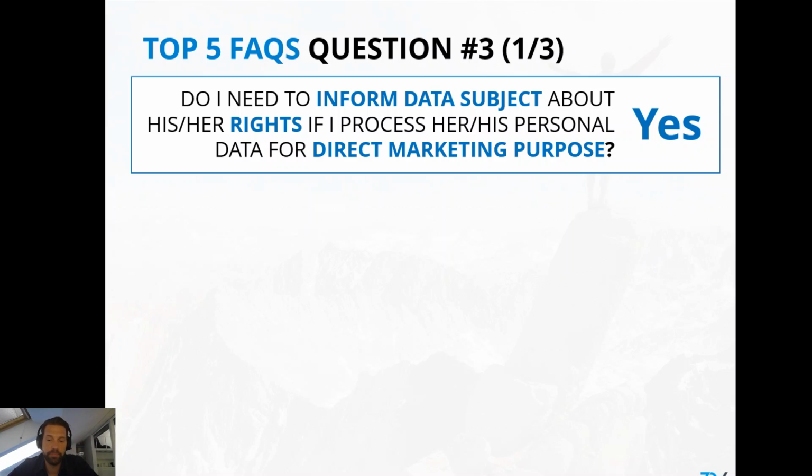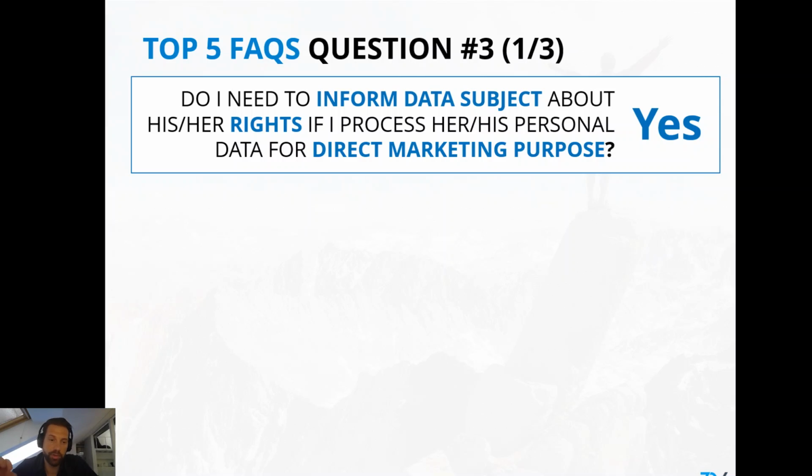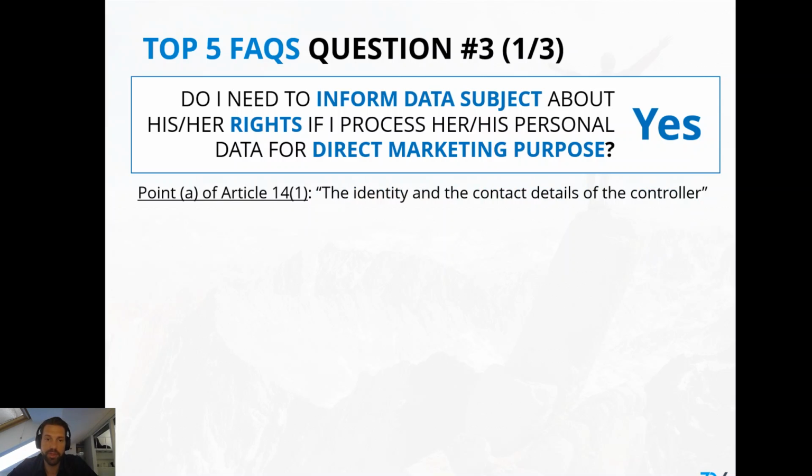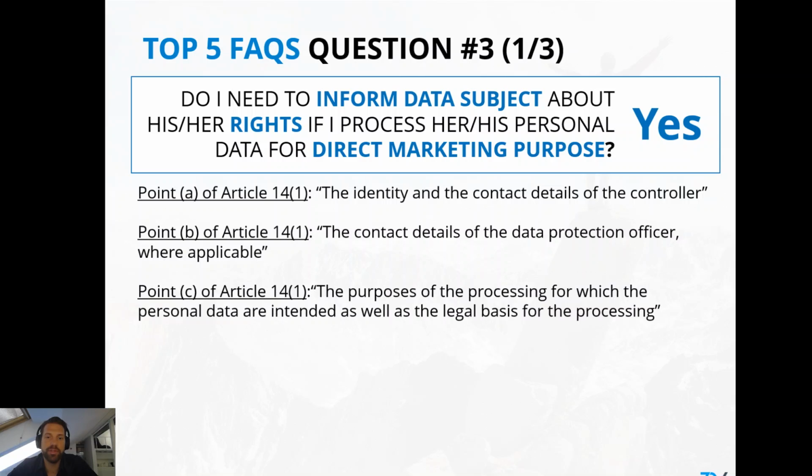And the answer is yes. So, be ready here, because there are 3 slides of the rights that they have. So the first part is you need to inform them about the identity of the controller. The easy way to do this is basically to add the full company details within your email signature. Then, if applicable, so if you cannot have point A, you need to have point B, the data protection officer contact details.